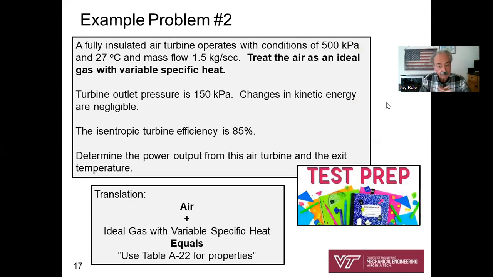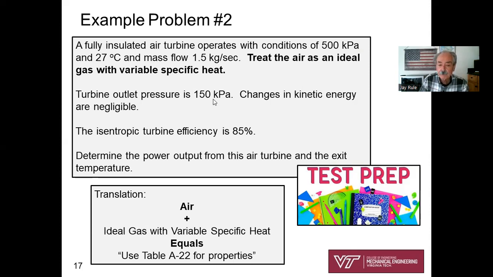Again, if you're trying to think about preparing for a test, this is a right down the middle of the fairway test problem. A fully insulated air turbine operates with conditions of 500 kPa and 27 degrees C and a mass flow of 1.5 kilograms per second. Treat the air as an ideal gas with variable specific heat.